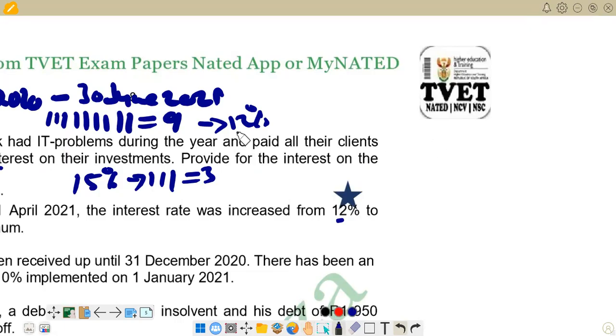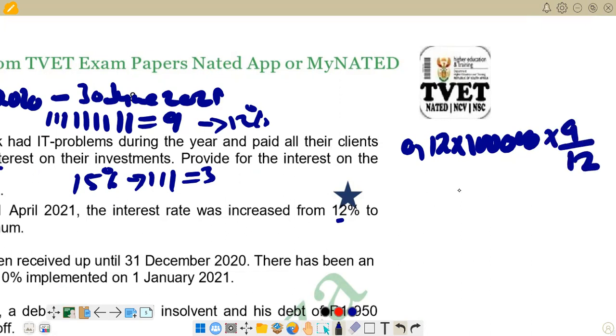So for the first period, when it was 12%, we are going to say 12% as a decimal is 0.12. We multiply it by 100,000. When you do this, you get the interest for the whole year. But we are going to make a proportion in terms of the months when it was 12%, it's 9 months. So we multiply by 9 over the total months per year, 12. Then you get the proportion in terms of 9 months.